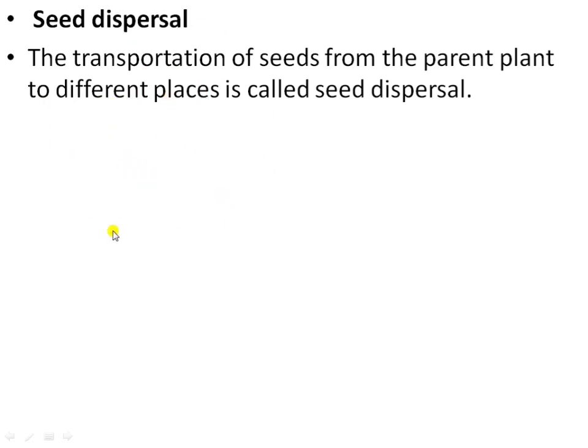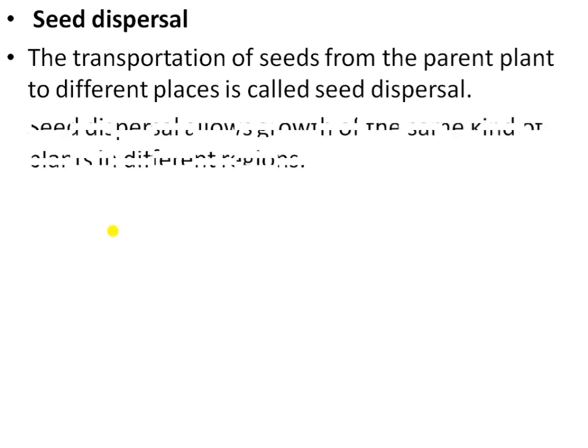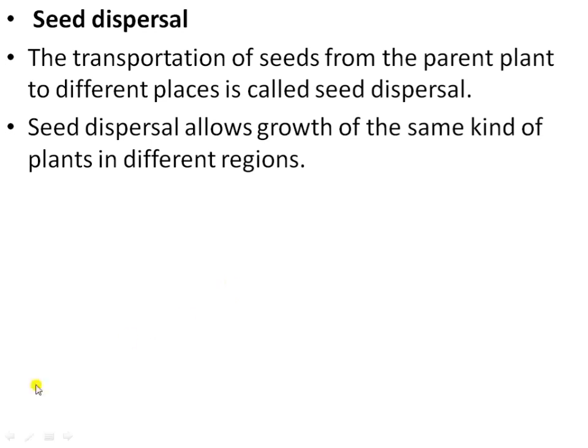parent plant, then the seedlings will not get enough nutrients from the soil to grow. So they will start competing for sunlight, space, water and nutrients, and they will not grow into healthy plants. So seed dispersal allows the growth of the same kind of plant in different regions.